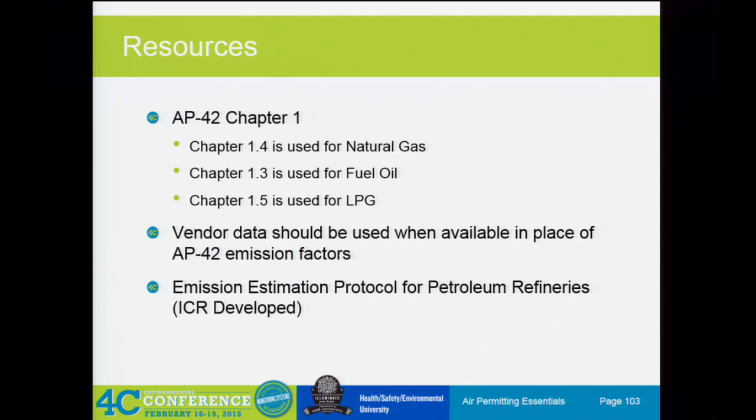How many of you have boilers or heaters at your facilities? These are popular sites. I'm surprised it's only that many.